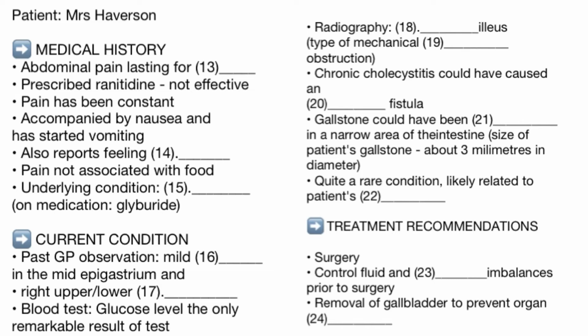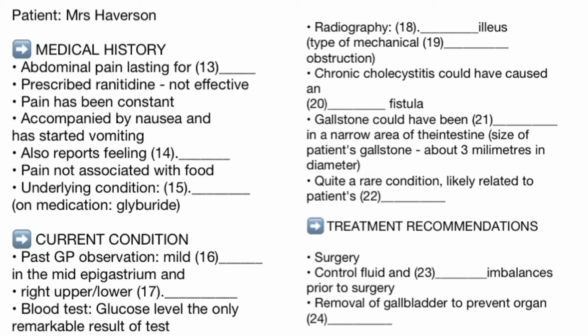Okay, and you have diabetes. Yes, I was diagnosed several years back. I take glyburide for my diabetes. And now to your current condition. The first physician who attended you noted some mild tenderness in the mid-epigastrium and right upper and lower quadrants. Also, I just got your blood test results back, and everything was normal, aside from your blood glucose level. I have examined your radiography, and it appears that you have what is called a gallstone ileus, which is a type of mechanical small bowel obstruction.